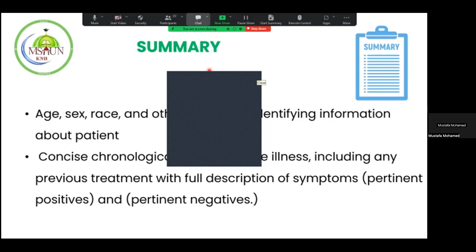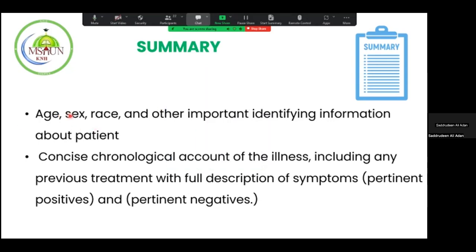Okay, for the summary, make sure you include the age, sex. I ignore the race, but put maybe the residence of the patient, and other important identifying information about the patient. Basically, you're just repeating the biodata. If I break, just tell me so that I can repeat quickly. And then you put the presenting complaint and the duration. I forgot to put that point. Then a concise chronological account of the illness, including any previous treatment with full description of symptoms, including the pertinent positives and pertinent negatives. Let's take an example.